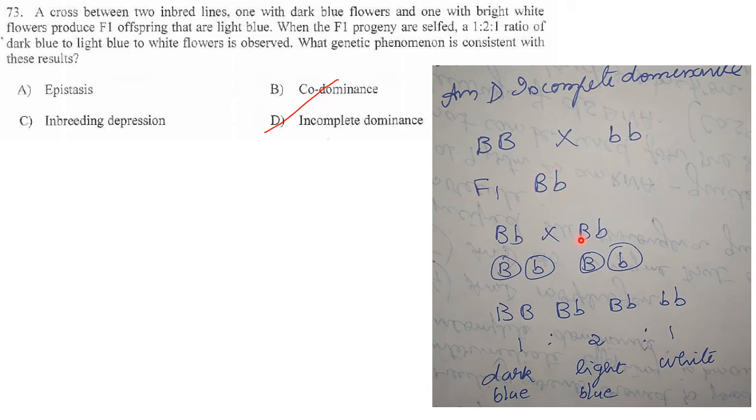When you self the F1, you will get 1:2:1, that is 1 dark blue, 2 light blue and 1 white flowers will be obtained, and this phenomenon is called incomplete dominance. Answer is option D. The phenomenon in which true breeding plants are crossed to produce an intermediate offspring is known as incomplete dominance. Here capital B small b is of intermediate phenotype.